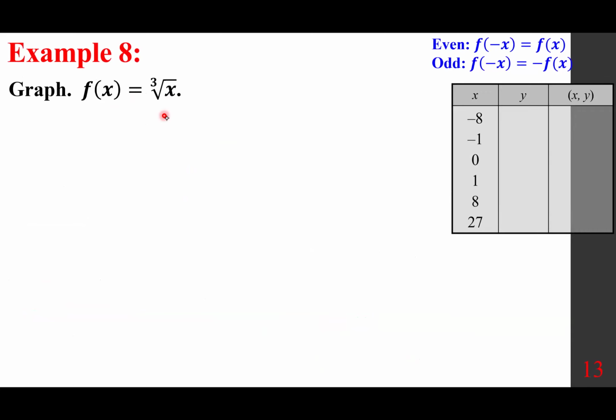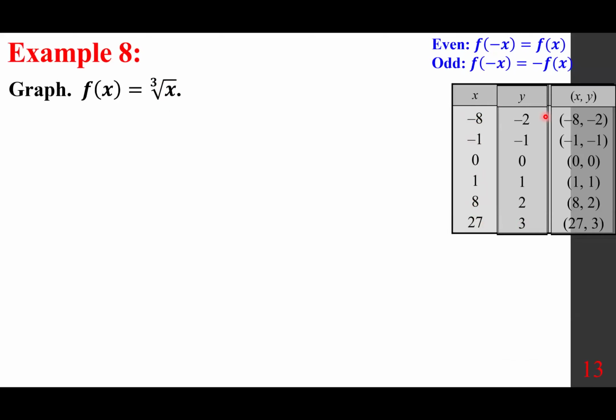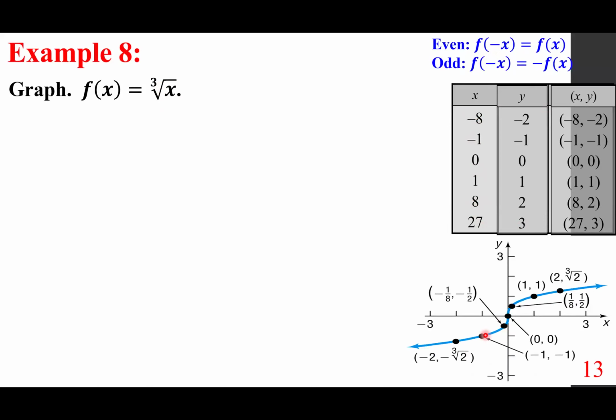We're going to go with easy ones, class, the ones that don't need the use of calculus, because we know cube root of minus 8 is minus 2, cube root of minus 1 is minus 1, 0 gives you 0, 1 gives you 1, 8 gives you 2, 27 gives you 3. Those are easy numbers. If you use other numbers, then you have to use a calculator. Let's write them as pairs. And if you plot them carefully, it looks something like this.